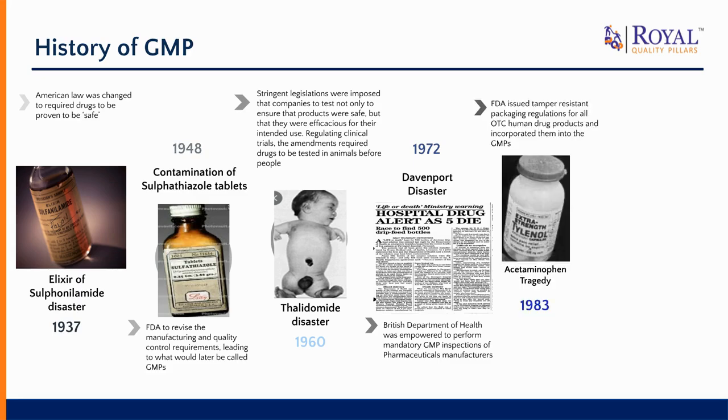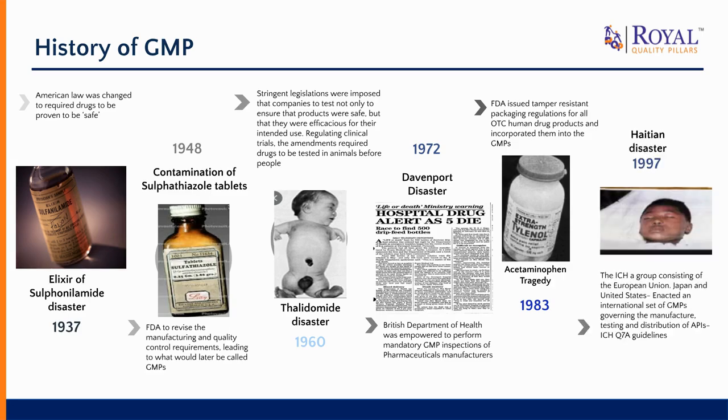In 1983, the acetaminophen tragedy led the FDA to introduce tamper-resistant packaging and fully integrate these regulations into GMPs. In 1997, after the Haitian disaster, international harmonization of GMPs became a focus, with the ICH establishing unified guidelines for quality management worldwide. These incidents have shaped the rigorous standards we follow today to ensure drug safety and quality.